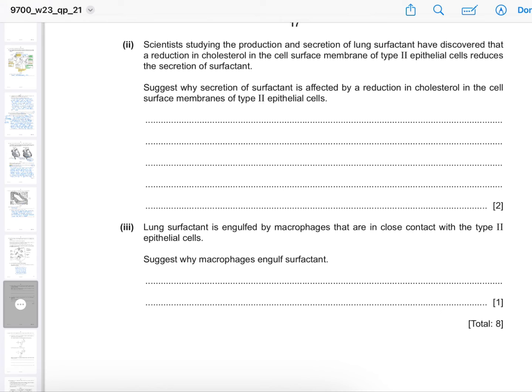Part 2. Scientists studying the production and secretion of lung surfactant have discovered that a reduction in cholesterol in the cell surface membrane of type 2 epithelial cells reduces the secretion of surfactant. Suggest why secretion of surfactant is affected by a reduction in cholesterol in the cell surface membrane of type 2 epithelial cells.